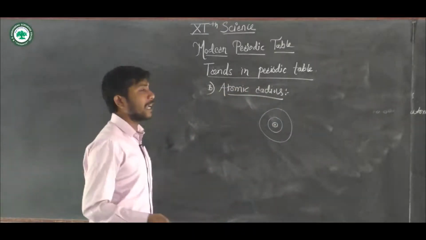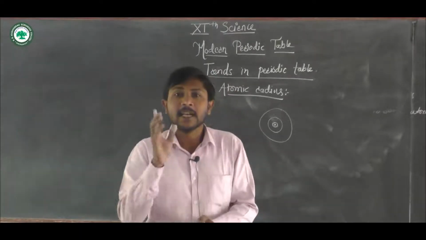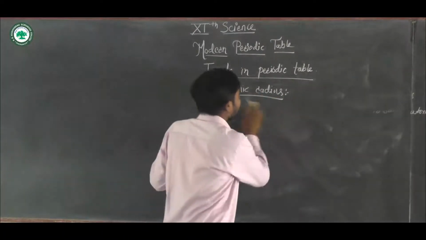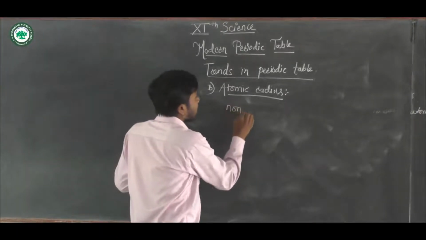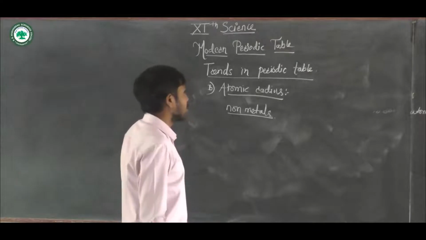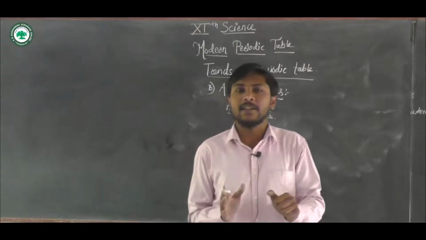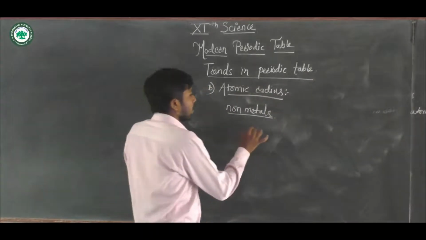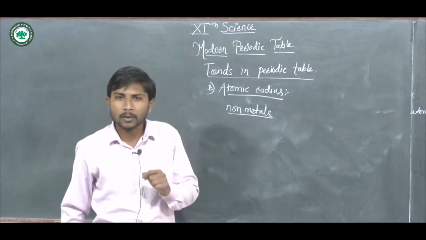It means that if you take two atoms, the distance between their two nuclei is made half, and that is considered as the atomic radius. In the case of non-metals, we can classify elements into metals and non-metals. We know that the atoms are covalently bonded with each other, meaning they are sharing electrons, and that's why the radius we are going to calculate is known as the covalent radius.